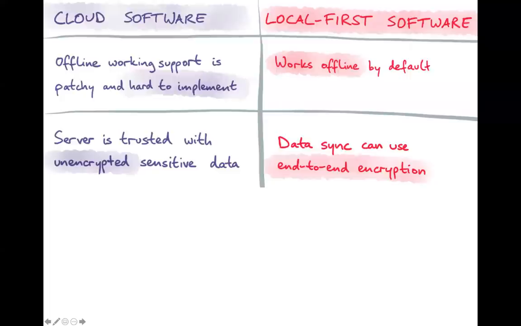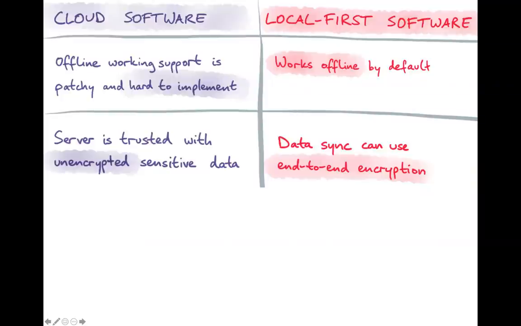Another aspect is security, which I find very interesting, and that is generally with cloud software, you're always trusting the server with unencrypted data. So the contents of your Google Docs, the contents of any files you create on most cloud services are just stored in plain text on the server. They use encryption over TLS when they send it to you over the internet. They might even use encryption at rest on their disks, but still the servers are processing the data in plain text as they are reading it from disk and sending it out to you.